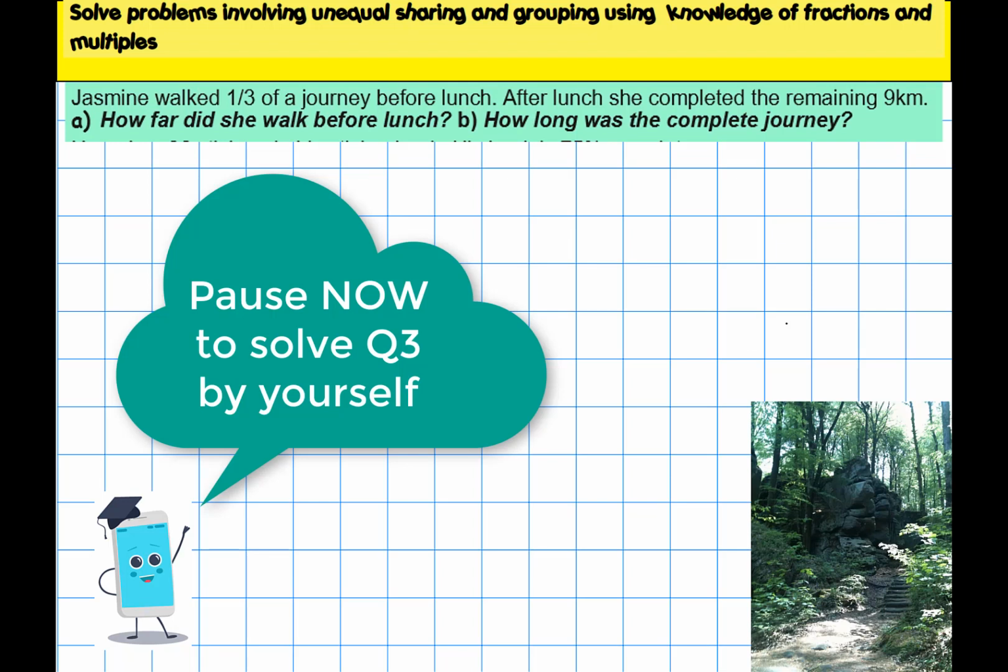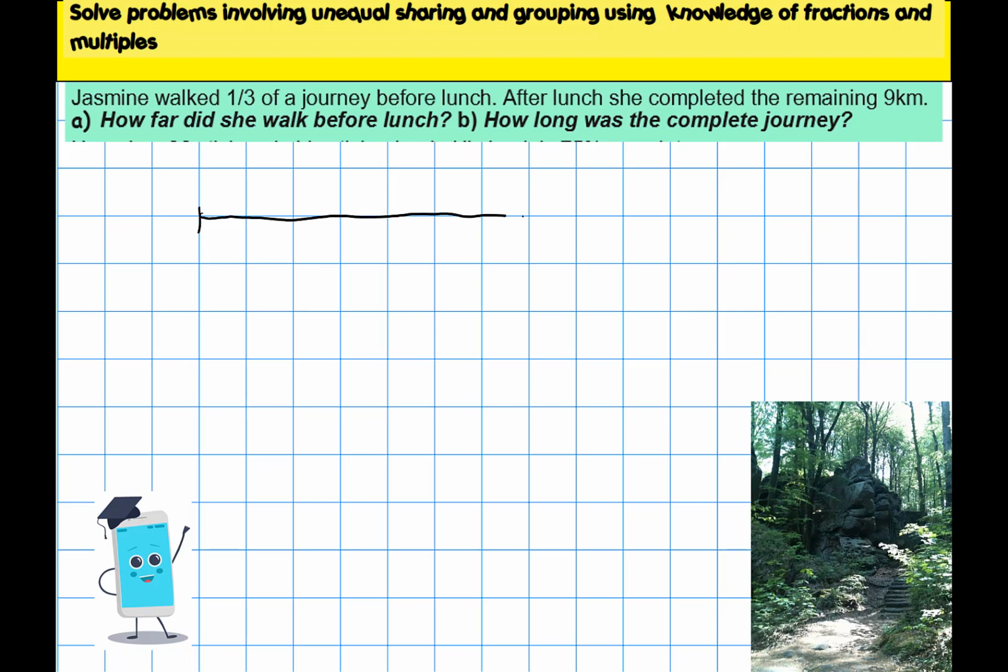Let's look at the next one. Jasmine walked 1/3 of a journey before lunch. After lunch, she completed the remaining 9 kilometres. How far did she walk before lunch, and how long was the complete journey? Okay, I'm going to write a number line again just to illustrate. So if this is Jasmine's journey, she walked 1/3 before lunch, and after lunch she completed the remaining 9 kilometres.